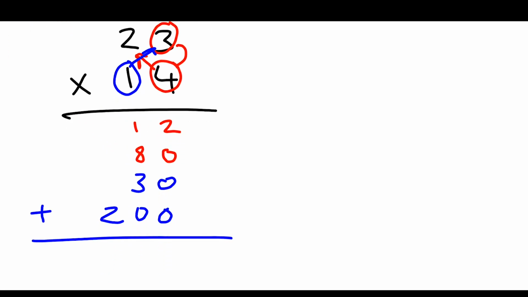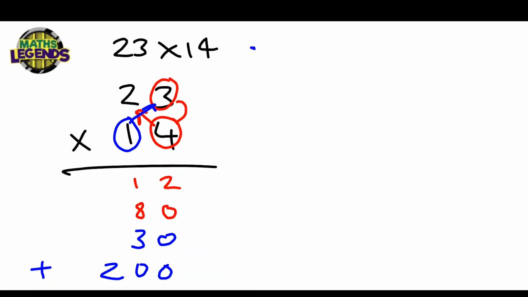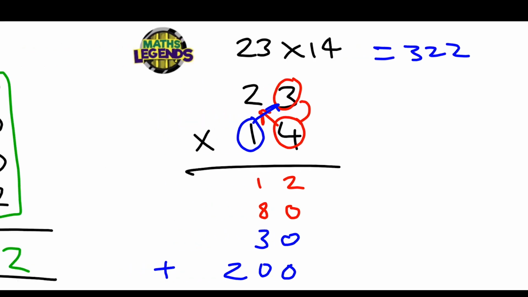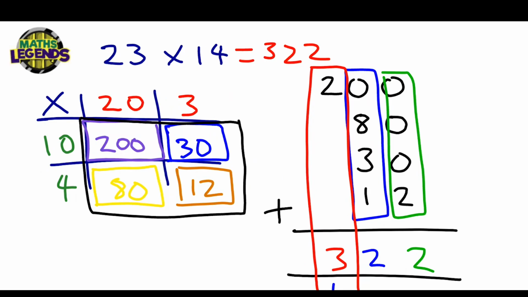Now we add the numbers together. That's 2. The next column, 8 plus 1 plus 3 is 12. And 2 plus 1 is 3. So the answer is 322. And notice this is the same answer we had from the previous method. You can choose whichever method you prefer.